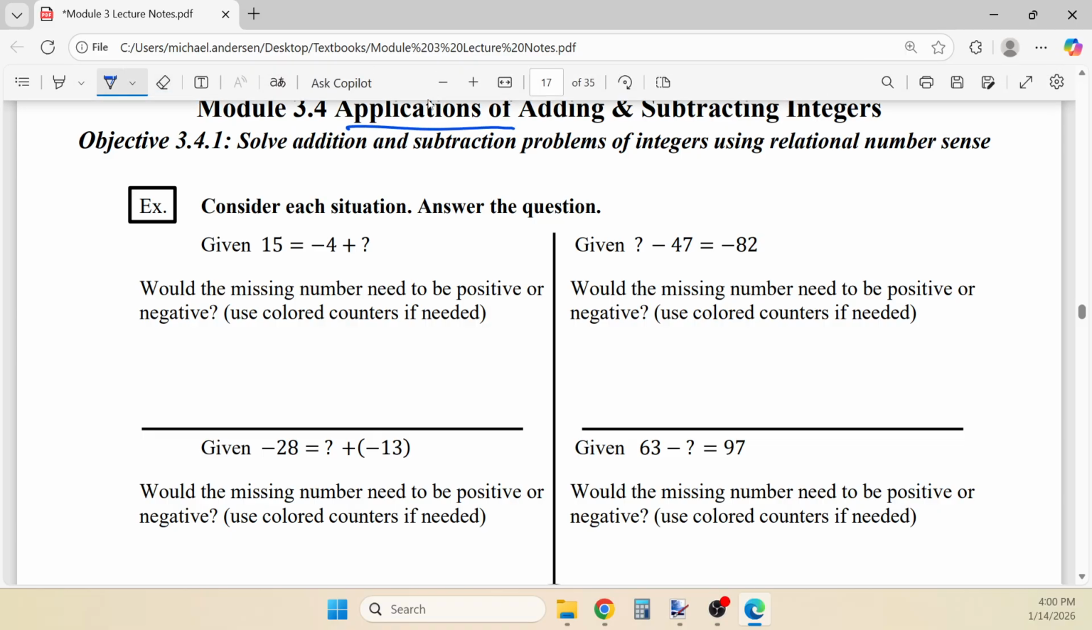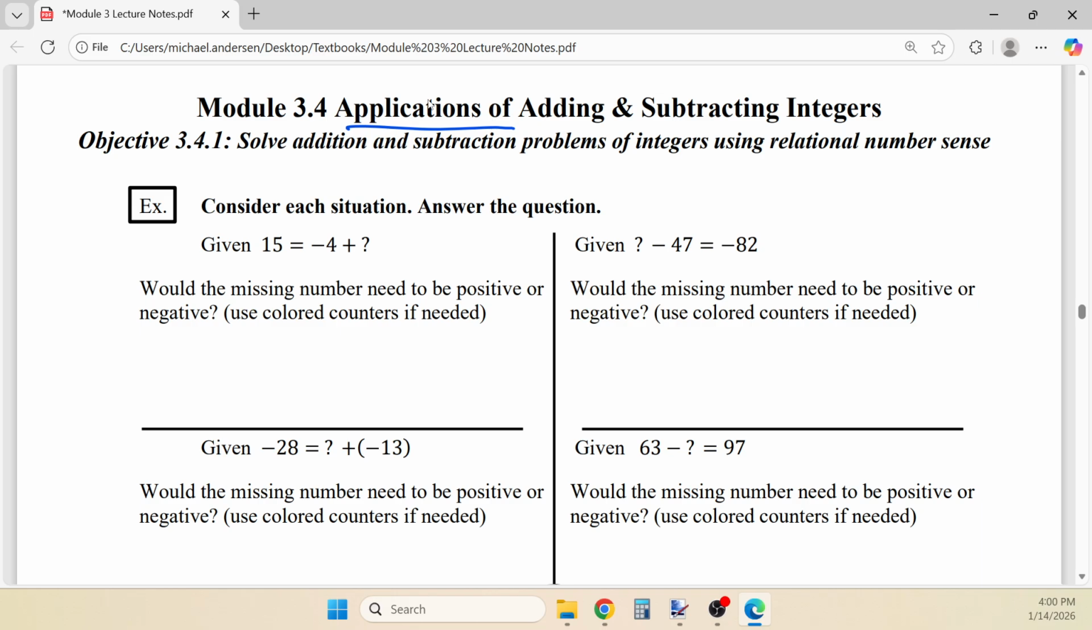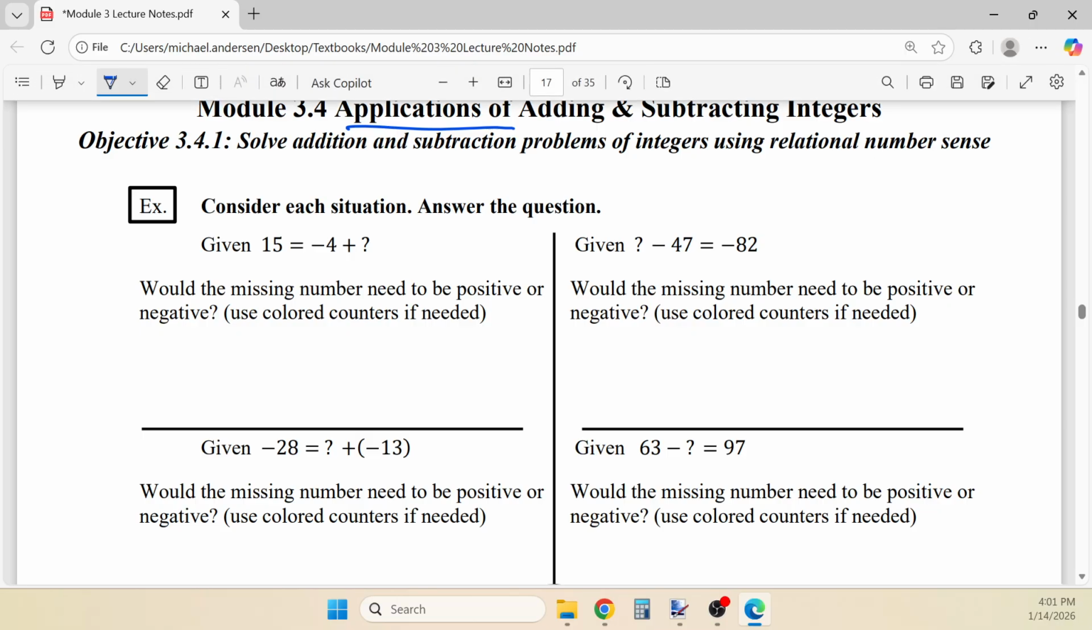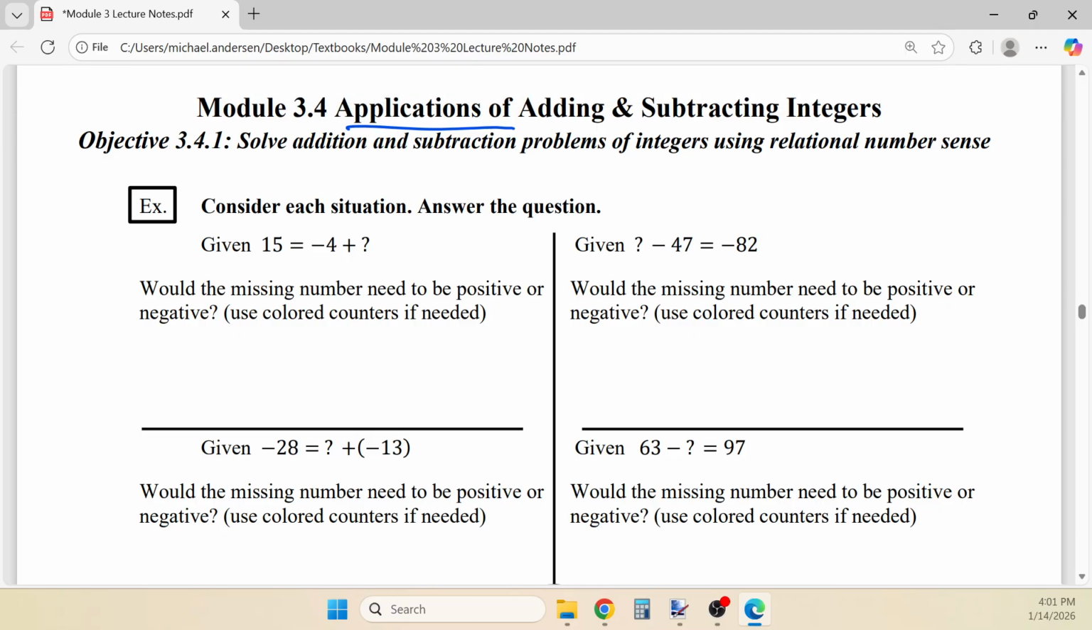In Module 3.2 and 3.3, we practiced adding and subtracting. Now we're going to do basically a bunch of word problems to be able to use that math to solve real world problems. Okay, so we have this group of questions here as our start.